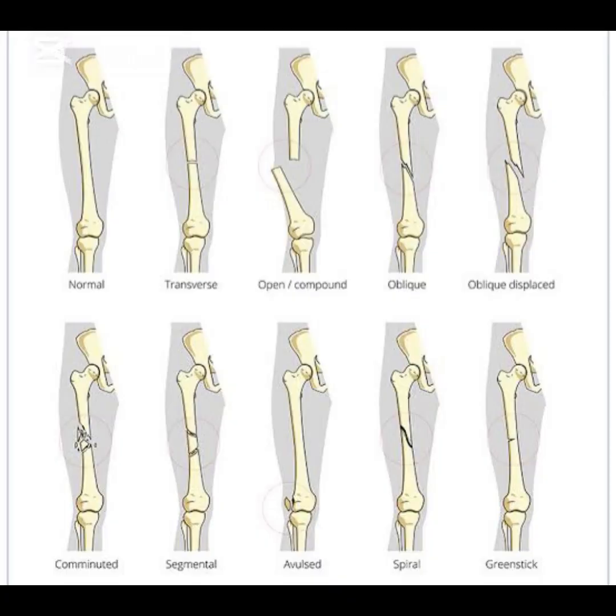Then this picture is going to remind us of the different patterns of fractures. So we have two rows, the upper and the lower row. Beginning from the upper row on your left, that is a normal bone, how it's supposed to look like. The second picture is a transverse fracture. You just have a transverse line of a fracture that goes through the whole length of the bone.